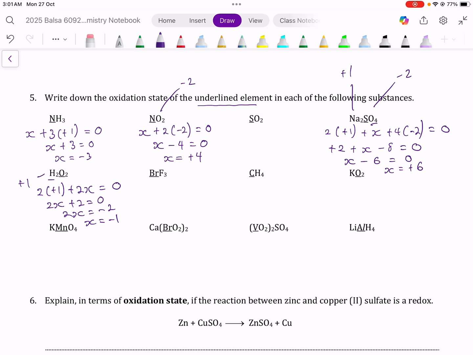Alright, then you go and try the rest. Maybe I show you just another one. Like this one, hydrogen is plus 1, because with non-metal, so X plus 4 overall is 0. So this one, the X plus 4 equals to 0. X will be equal to -4. So oxidation state of C down here is -4.